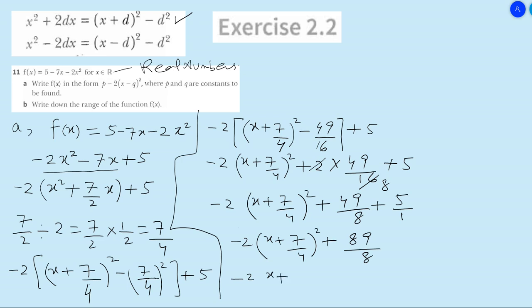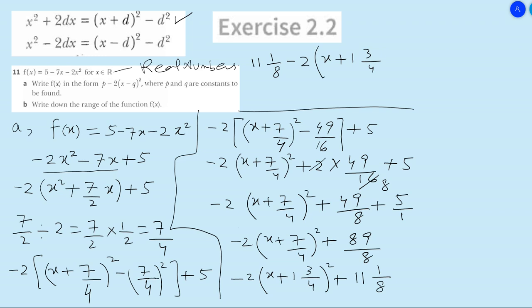Minus 2 into (x plus 7 upon 4), we can write this 7 upon 4 as 1 whole 3 upon 4, whole squared. And we can also write this 89 upon 8 as 11 whole 1 upon 8 in terms of mixed number. The requirement is that we first write the positive value first. Therefore, we write 11 whole 1 upon 8 minus 2 multiplied by (x plus 1 whole 3 upon 4) whole squared. This is the answer of part a. So hope you understand. I made a mistake, but I found it.